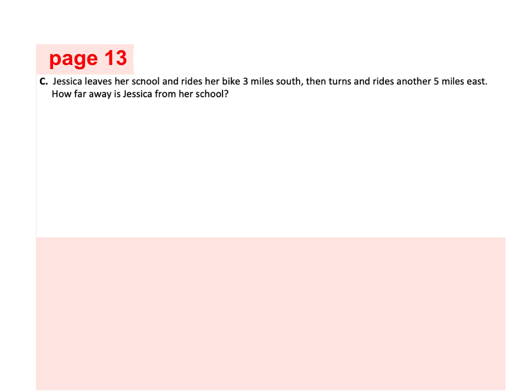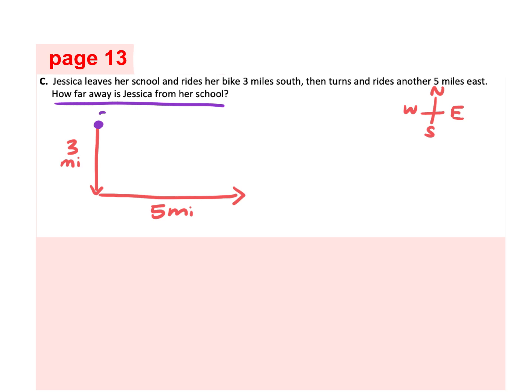Here's one more example, and this time we have Jessica leaves her school and rides her bike 3 miles south and then turns and rides another 5 miles east. So south is this way. So we went 3 miles south. And then east is this direction, 5 miles. So I'm just using the standard directions here, north, south, west, east. And we want to know how far away is Jessica from the school. So the school is where she started, and she's going to end right here. How far away is she?